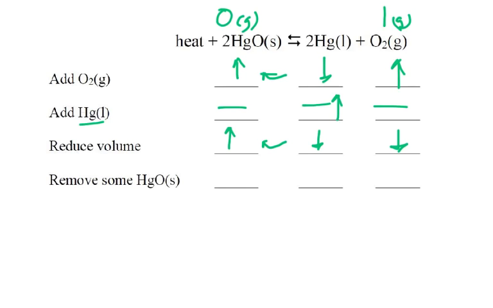Now we're going to remove some HgO. Again, adding or removing a solid, there's no stress involved, there's no change. So it's going to be no change and no change. But since I remove some of my solid and it says what's going to happen to the amount, well, then that's going to go down because I'm removing it. Okay, but if the question had been what is the concentration, I would have said no change, no change, no change all the way across. And that is the quick check.